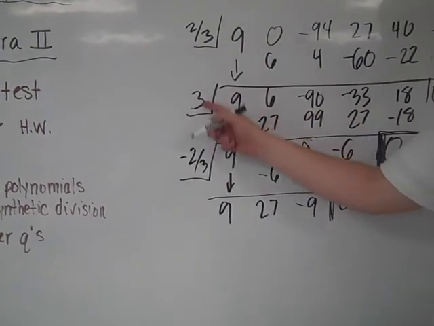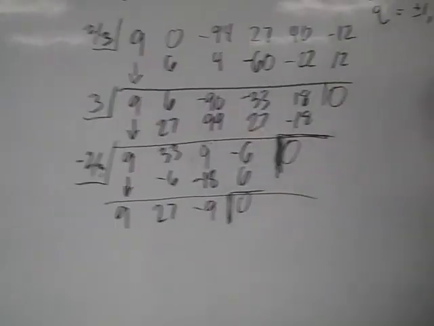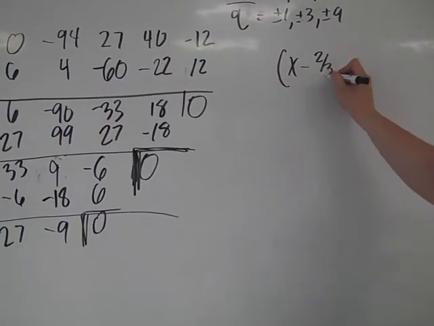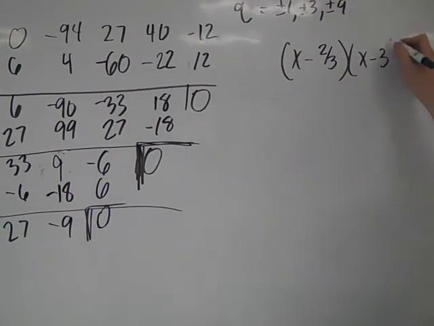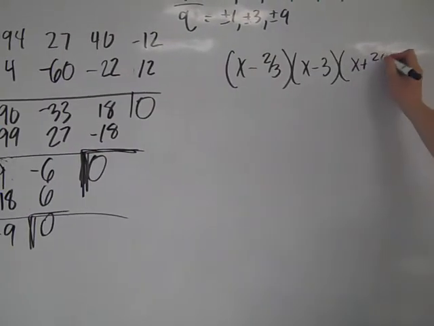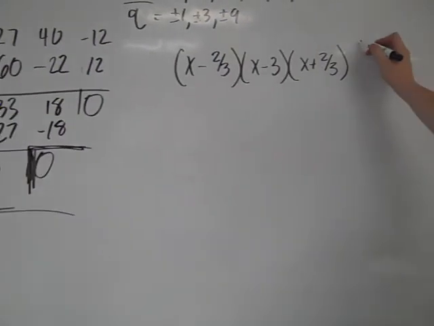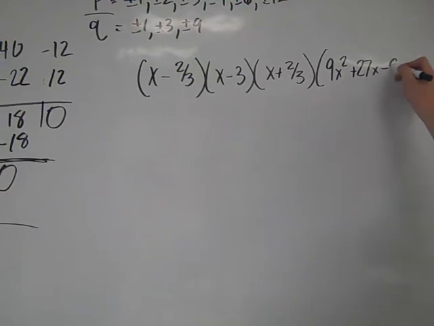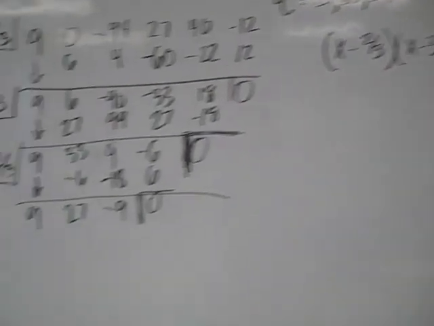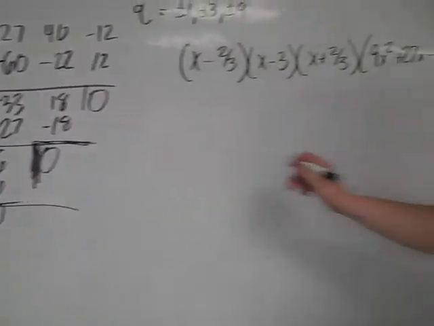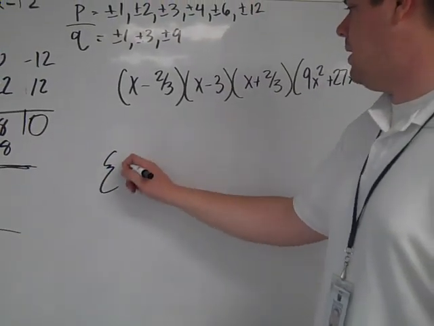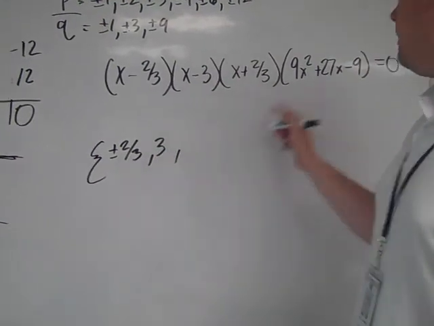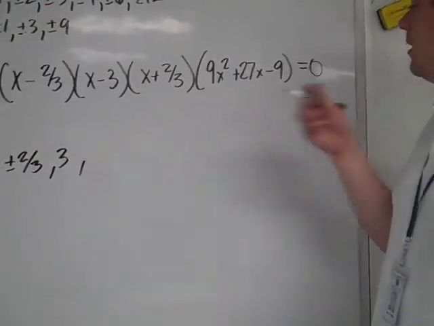So now I have my 3 roots and I have a quadratic. So let's pull that to the side. So this is going to be x minus 2/3, x minus 3, x plus 2/3, and 9x squared plus 27x minus 9. And all that's going to equal 0. I already know that part of my solution is going to be plus or minus 2/3 and 3, but I need to figure out what the solution is going to be for that.